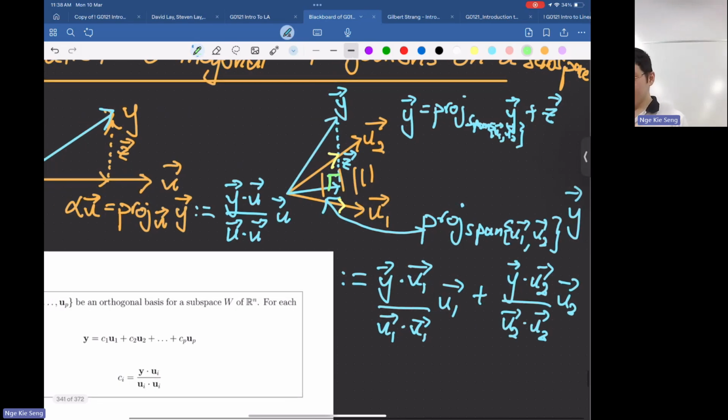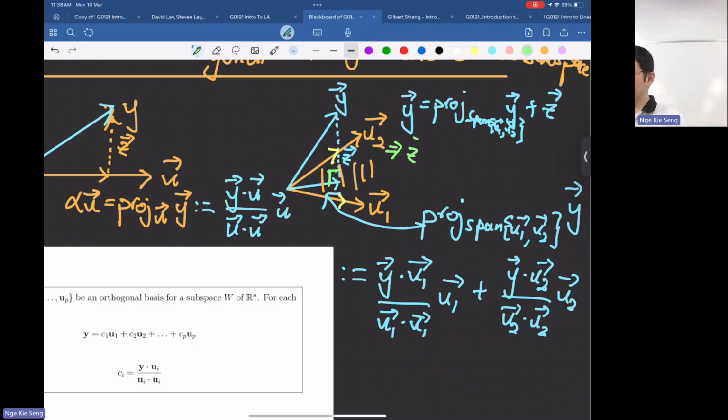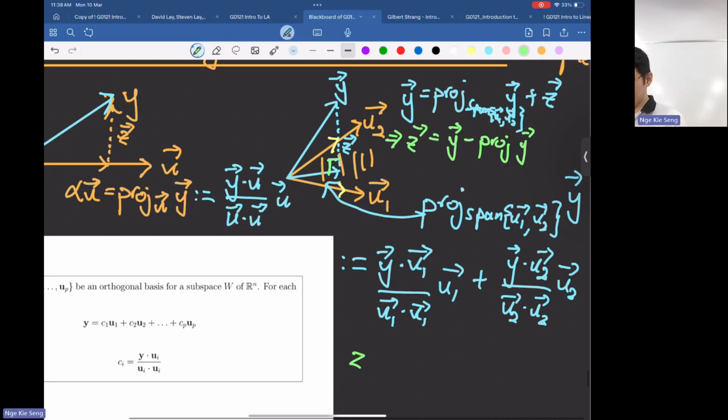Okay, so let's say we define the projection as this sum here. So we know the projection already. We also know y, right? So in principle, we should know how to find z. You just take the difference. So the question now becomes, if I take my z, let's say y minus proj y.